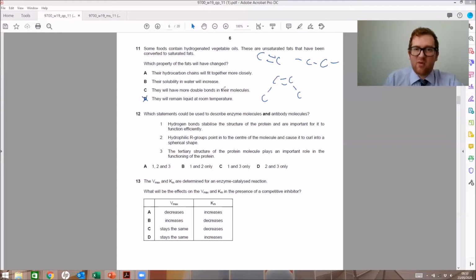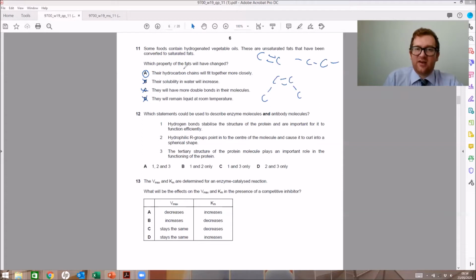They will have more double bonds in their molecules. Well, no, they won't, because it involves the breaking of the double bond and adding an additional hydrogen to effectively make it saturated. Okay. Their solubility in water increases. Well, no, it doesn't, because fats by nature are hydrophobic and insoluble anyway. You haven't changed that chemical property, so it has nothing to do with solubility. This leaves only option A.